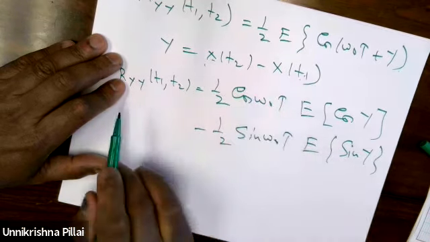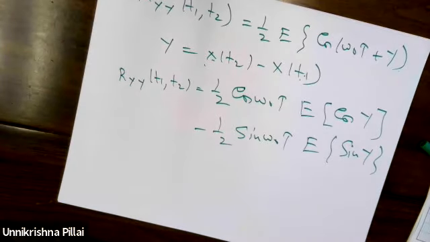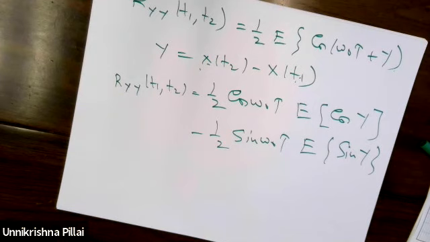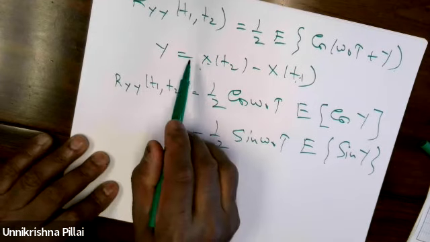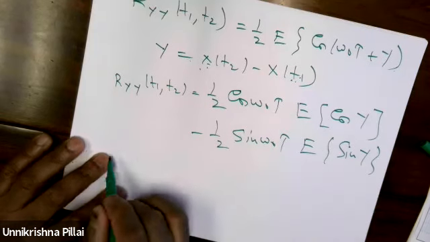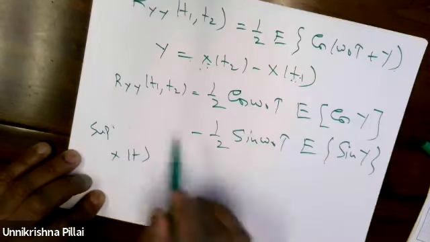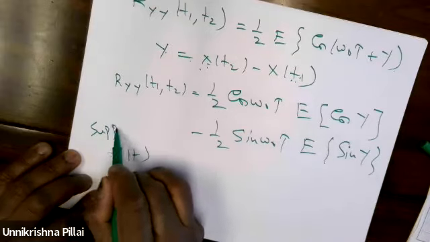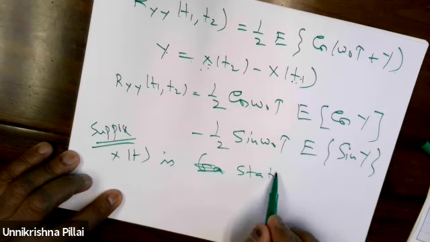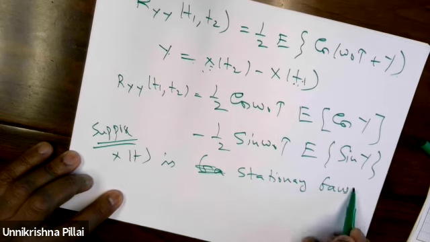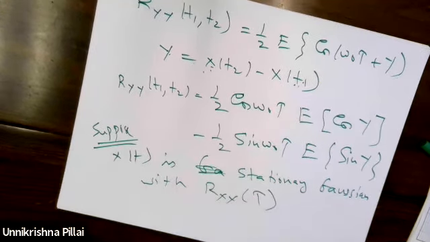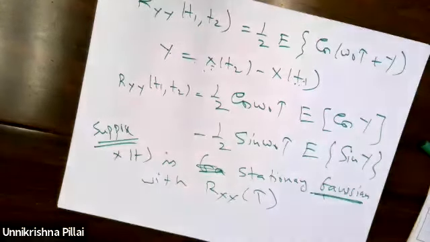So X is here, and you need to simplify this. But you can see if x of t is wide-sense stationary, you can already see why this works. Remember, this is just a random variable, the difference of these two random variables. To go further, otherwise you need to find the density function of Y, etc. So let's do this case with autocorrelation function R_xx(tau). Suppose x of t is stationary Gaussian, then we can simplify this.